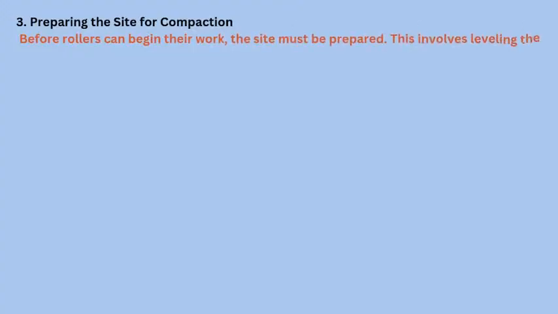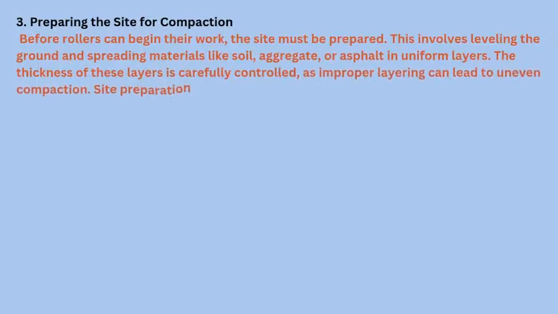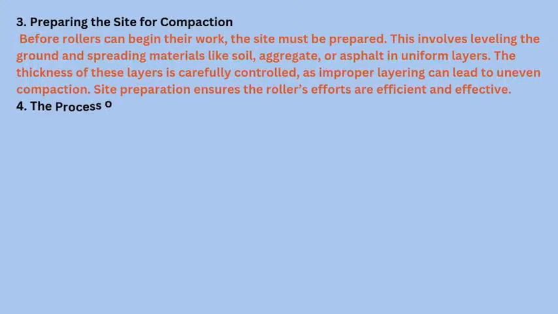3. Preparing the site for compaction. Before rollers can begin their work, the site must be prepared. This involves leveling the ground and spreading materials like soil, aggregate, or asphalt in uniform layers. The thickness of these layers is carefully controlled, as improper layering can lead to uneven compaction. Site preparation ensures the roller's efforts are efficient and effective.